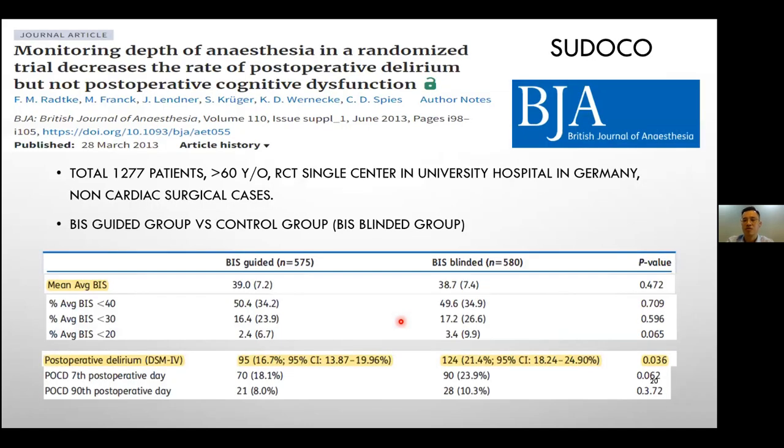So similarly, in 2013, the Sudoku study was published in the British Journal of Anaesthesia and involved a bigger patient recruitment in a single center in Germany, in non-cardiac patients, which compared BIS-guided versus BIS-blinded categories. Despite there being no difference in the average BIS value shown between the groups, the post-op delirium incidence was significantly reduced in the BIS-guided group, but not the post-op cognitive dysfunction incidence here.